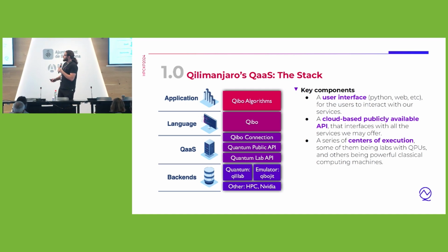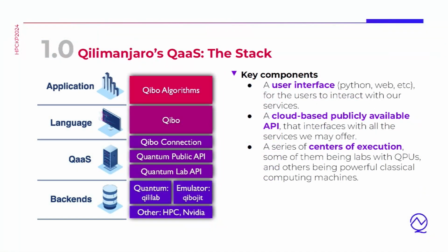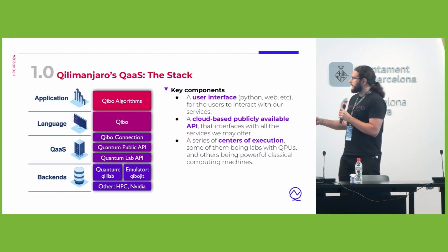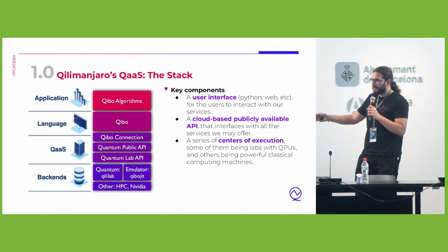Qilimanjaro is a full stack company. We try to focus on analog quantum computing, but we do all the steps in the process, from the design and manufacture of the chips to the design of the high-level algorithms that are actually used for things in general. This means that we have custom pieces of software all along the stack. So starting from the bottom, what we call backends is what we have in our labs, both for simulation and for real executions.